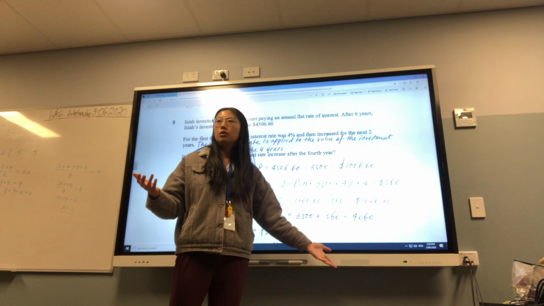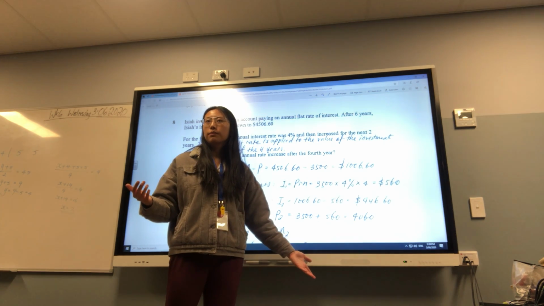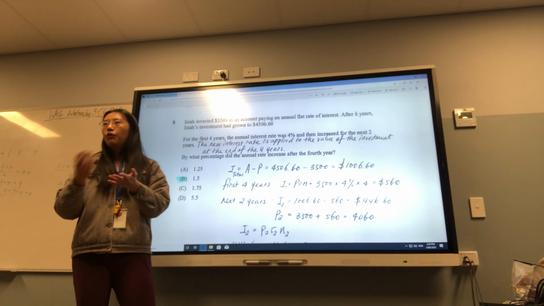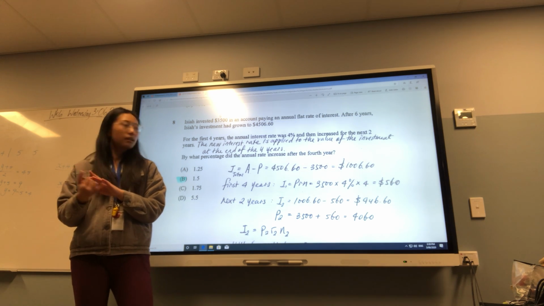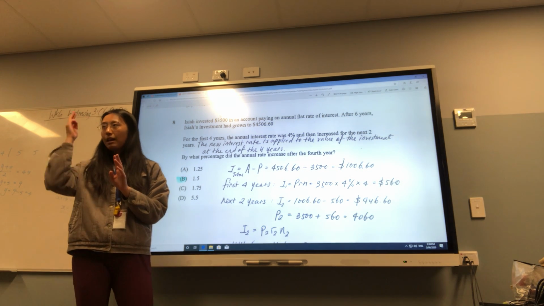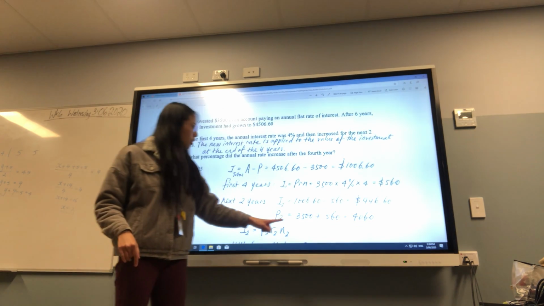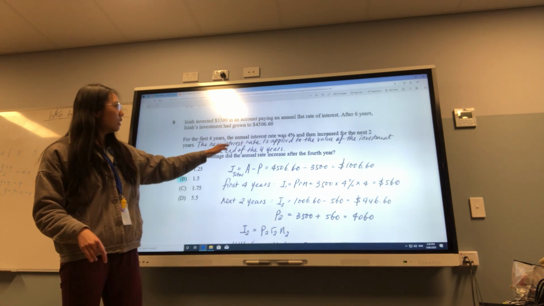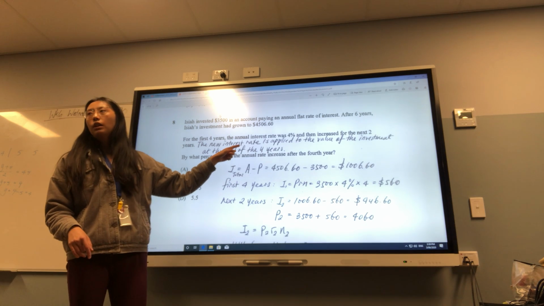How do you find out what was generated in the next 2 years? It's only got two parts, right? Minus them. The difference is going to be how much interest there was in the next 2 years. N is equal to 2, by the way. Keep that in mind. And this is the interest. So principal is equal to, because it says the new interest rate is applied to the value of the investment at the end of the 4 years.